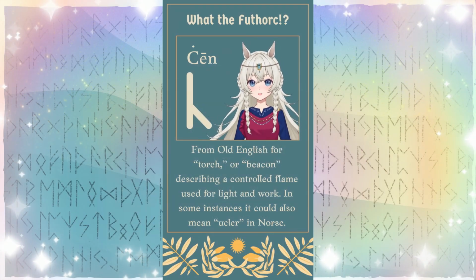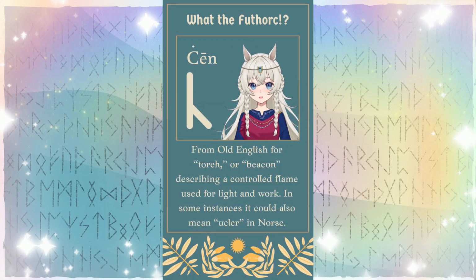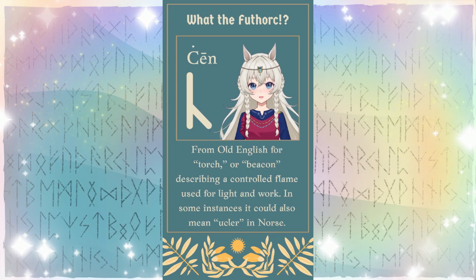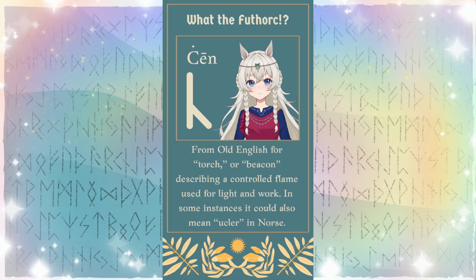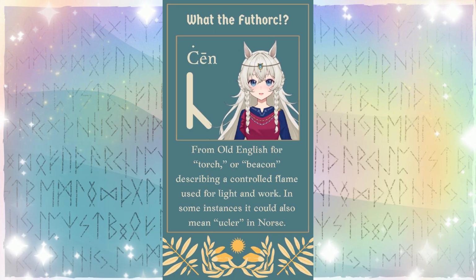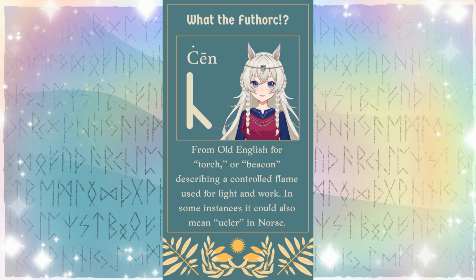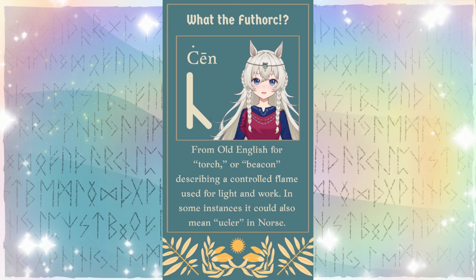Cen comes from Proto-Germanic kaunan or kauna, appearing in Old English meaning torch or flame. In early Anglo-Saxon society, fire was life or death. A torch gave warmth and light, as well as security in dark places. Bonfires and hearths made it possible to work and gather indoors after dark.